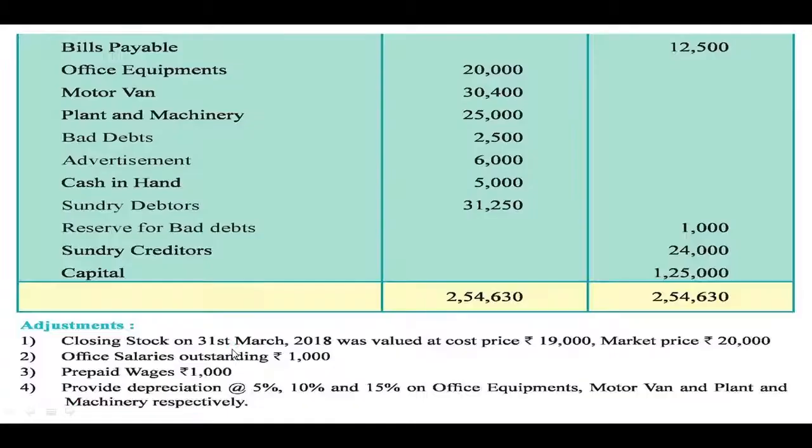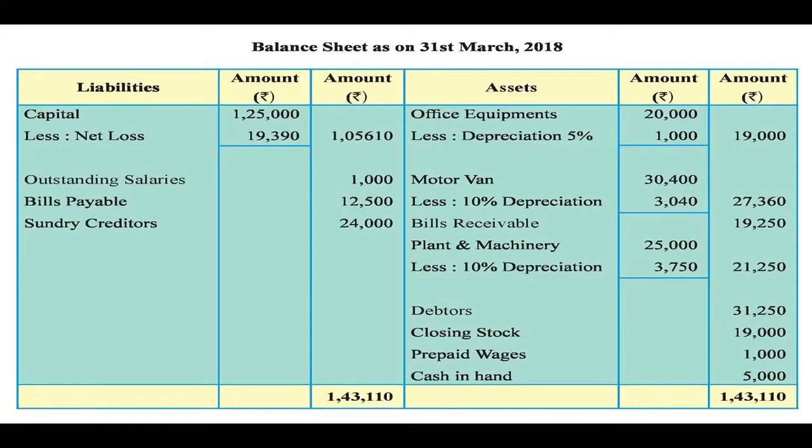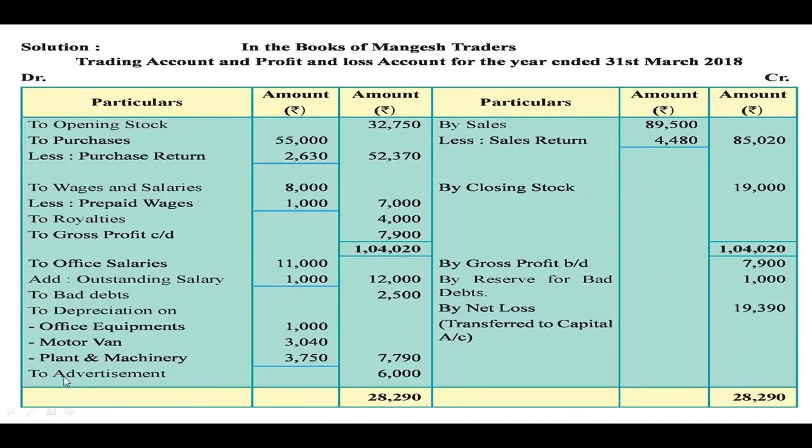Then next is 15% depreciation on plant and machinery. So 15% of the plant and machinery we have to calculate. 15% of rupees 25,000 comes to 3,750. It is to be subtracted from 25,000. So outer column 21,250. Now the second effect for this amount of depreciation, that is 3,750, is recorded here in the profit and loss account. So in this manner we have to record all the trial balance amounts and adjustment amounts.